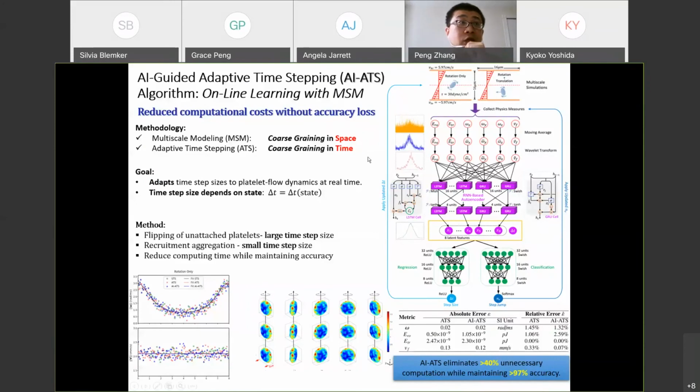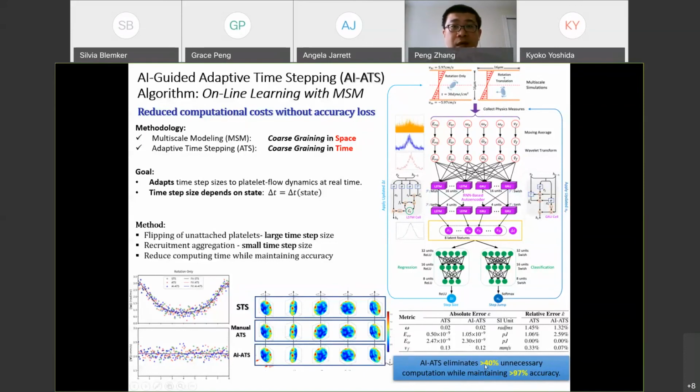Yes, we can. So this is our new algorithm, the adaptive time-stepping algorithm. We do the online learning, collect the physics measures and do the denoising, and then we use the RNN, recurrent neural networks, to extract different latent features. Then we can predict the best step sizes and step jumps. Step sizes will be fed back to the simulation systems to speed up, and compared with the standard methods, we can see our ATS method generates almost identical results, but we can eliminate more than 40% of unnecessary computing.